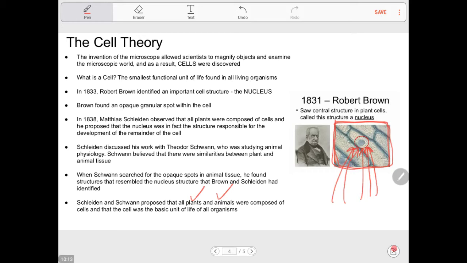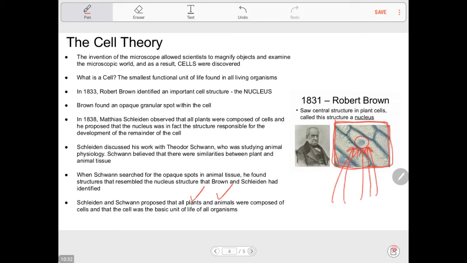was the basic unit of life for all organisms. They had a cell, they had a nucleus. So this is the first time where people really realized plants and animals both have these cells and nucleus, and how important they are to the function of all living things, plants and animals.